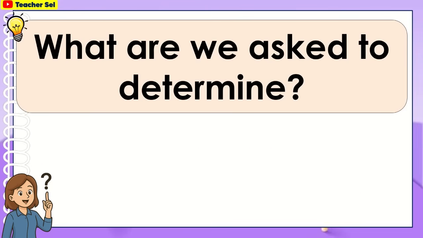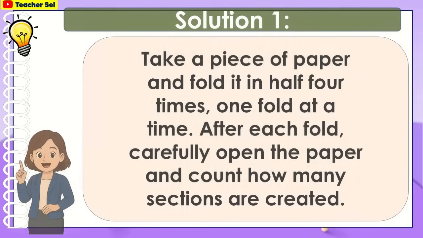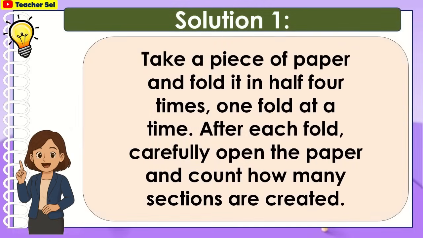What are we asked to determine? We are asked to determine the number of sections there are after 4 folds. Solution 1. Take a piece of paper and fold it in half 4 times, 1 fold at a time. After each fold, carefully open the paper and count how many sections are created.